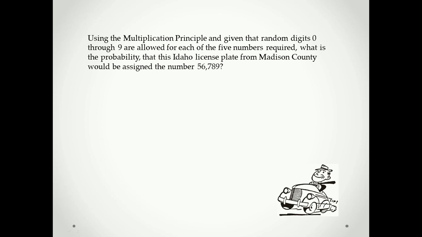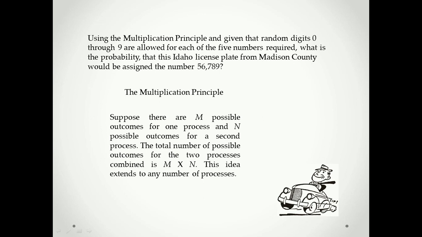56,789. And so let's first off take a look at what is the multiplication principle. Here's the technical definition that it gives you in your textbook, and it says that suppose we have m possible outcomes for one process and n possible outcomes for the second, and then the total number of possible outcomes for the two processes combined is m times n. And this extends to any number of processes. So if we have more processes, we just keep multiplying on the possible outcomes for each process.